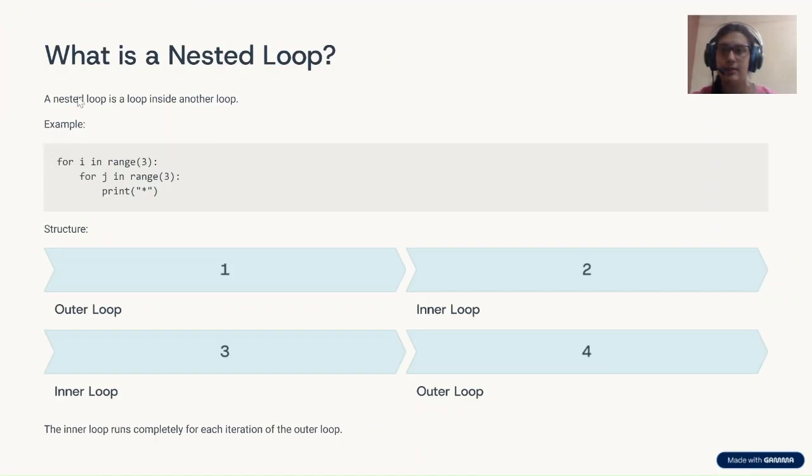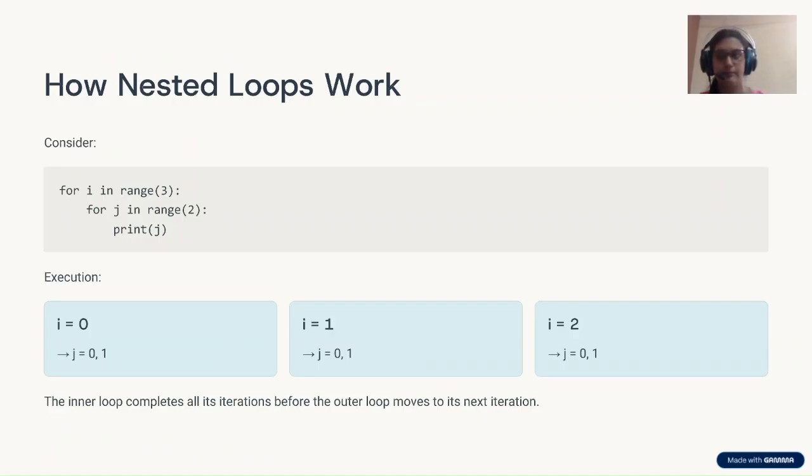What's written here is, we did this example, then outer loop, inner loop, inner loop, outer loop. The inner loop runs completely for each iteration of the outer loop. Okay, we got that. And yeah, we did this, right? The inner loop completes all its iterations before the outer loop moves on to its next iteration. So when i is 0 in our previous example, j will be 0 and 1. When i is 1, j will again be 0 and 1. When i is 2, j will again be 0 and 1. Okay? It will repeat itself each time.